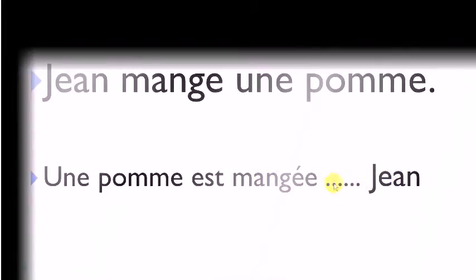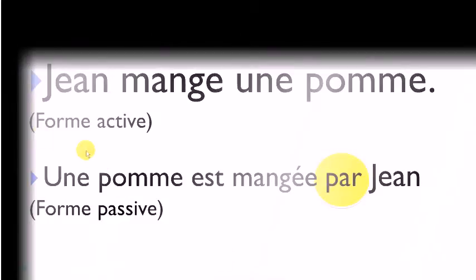And obviously something is missing here. And the thing that we will add to construct this passif will be par. All right, so now we've got this sentence, une pomme est mangée par Jean, and it's the passive form. Forme active, Jean mange une pomme. Forme passive, une pomme est mangée par Jean.